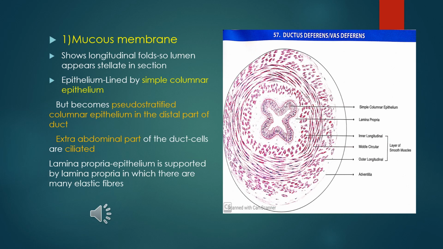So this is the mucous membrane. The mucous membrane, as you know, includes the lining epithelium and the lamina propria. In this diagram, the epithelium is simple columnar epithelium. If you are drawing the distal part of the duct, then this epithelium will change into pseudo-stratified columnar epithelium. Then the lamina propria is supporting the epithelium, which consists of elastic fibers. The extra-abdominal part of the duct is the ciliated part.